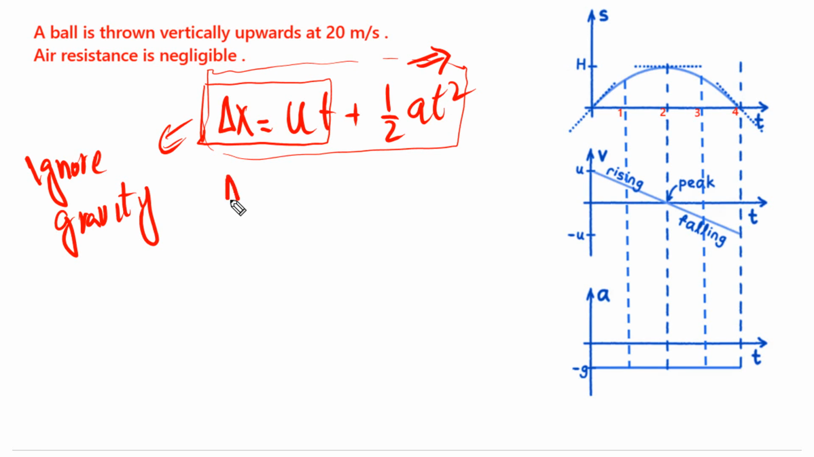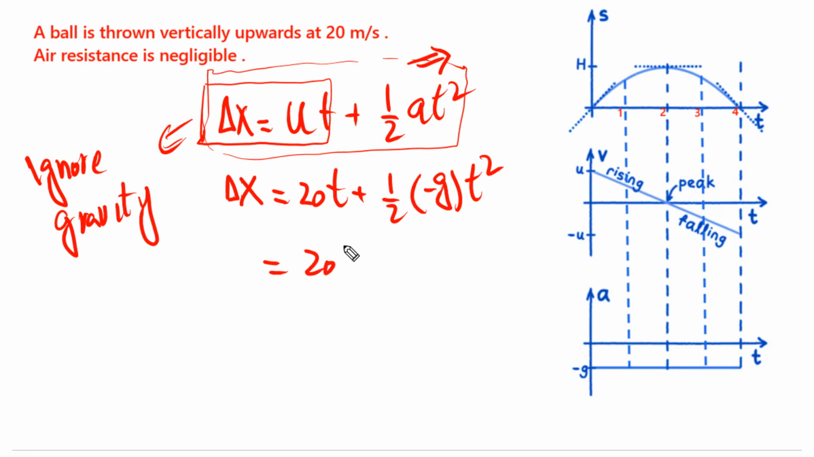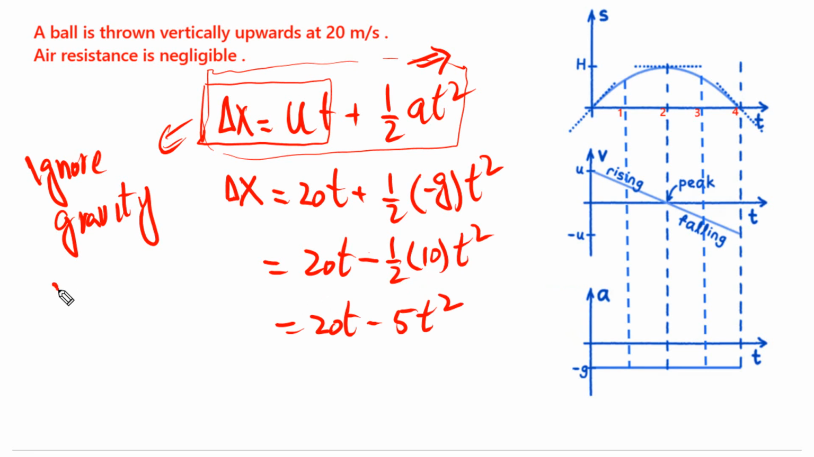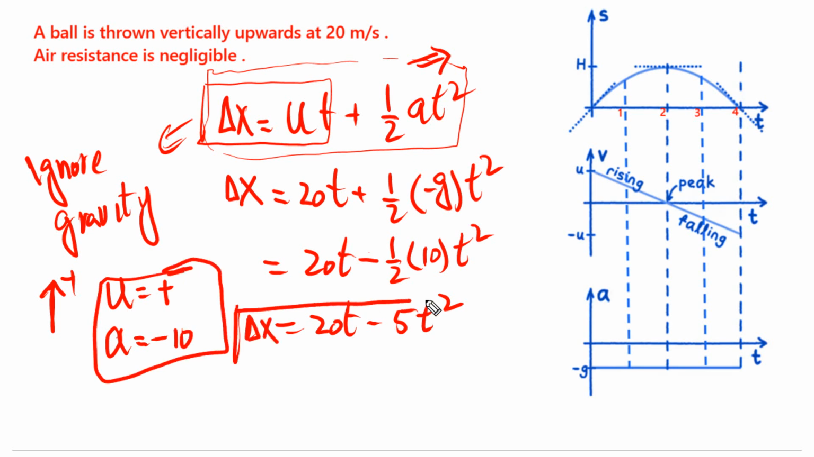So how can we write the equation for this given situation? We can replace u with its value, as the value of u is given, that is equal to 20, and a is equal to minus g. We can further simplify this one. As this is 20t, we can write down the value of g, and g is equal to 10, so minus 10t squared. In this case, we decided to choose upwards as positive. That's the reason the value of u is positive and a is minus 10. So this is our final equation for displacement time.